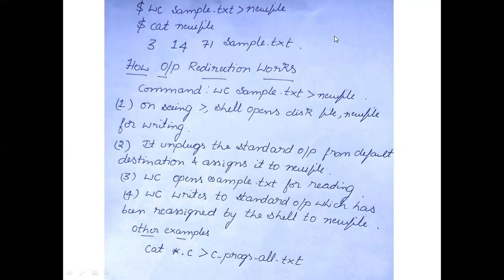But in this case, you are redirecting the content to new file. From new file, it will go to your standard output. Then it will go to display. So this is how you can make use of redirection. So first sample.txt goes to the new file, the new file goes to the standard output file. Ultimately, it will go on to the display.